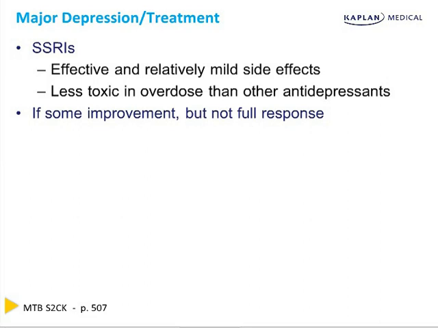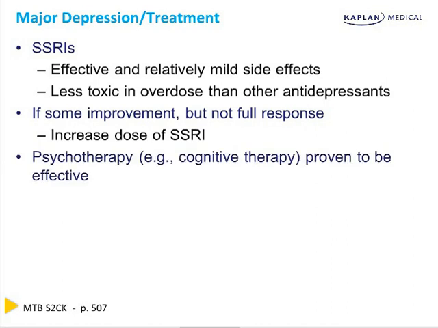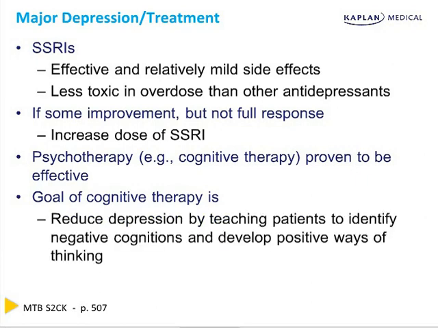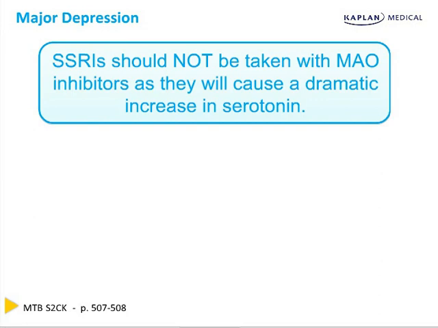So if there's some improvement but not full response, the question might be, what do you do next? What's your next step in therapy? The first thing is to increase the dose of the SSRI. It takes a while for these to work or kick in, and sometimes you just have to give a little bit more. You might also want to add psychotherapy if it's not helping with just medical therapy. And the goal of that cognitive therapy is to reduce the depression by teaching patients to identify negative thoughts and develop positive ways of thinking, so you can counter it both from a pharmacological standpoint as well as a clinical standpoint.